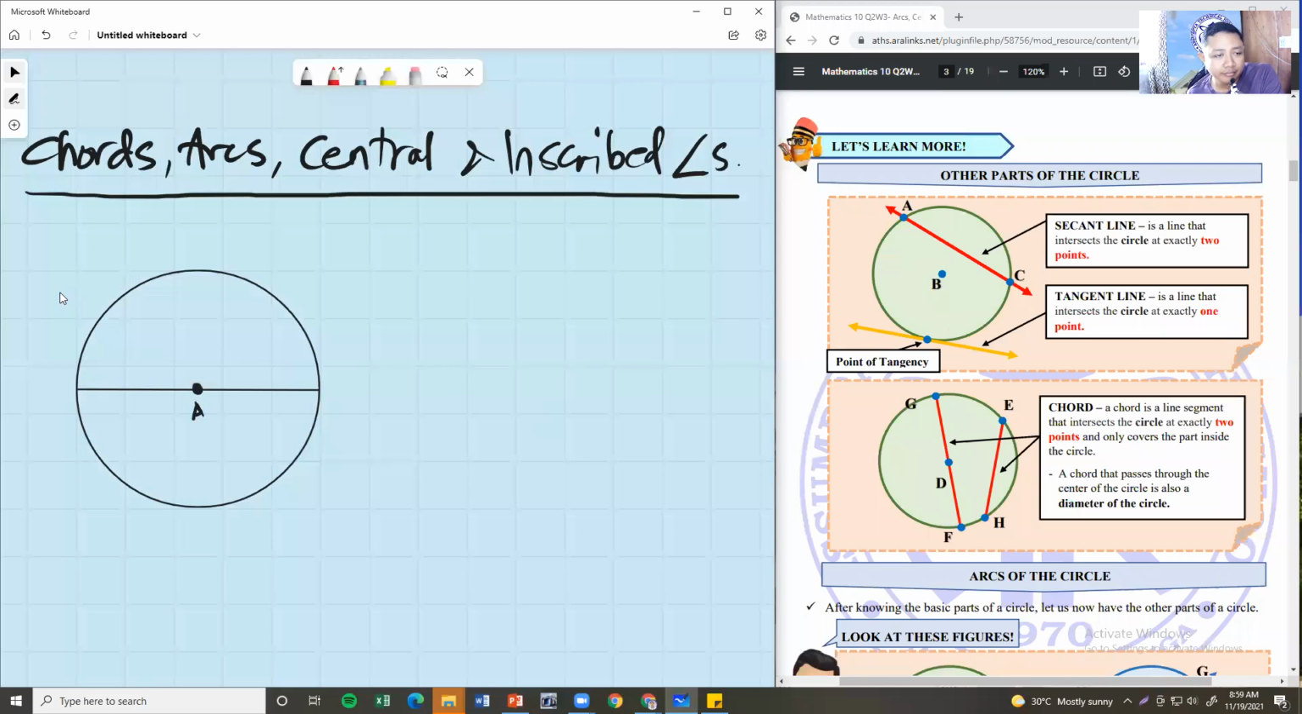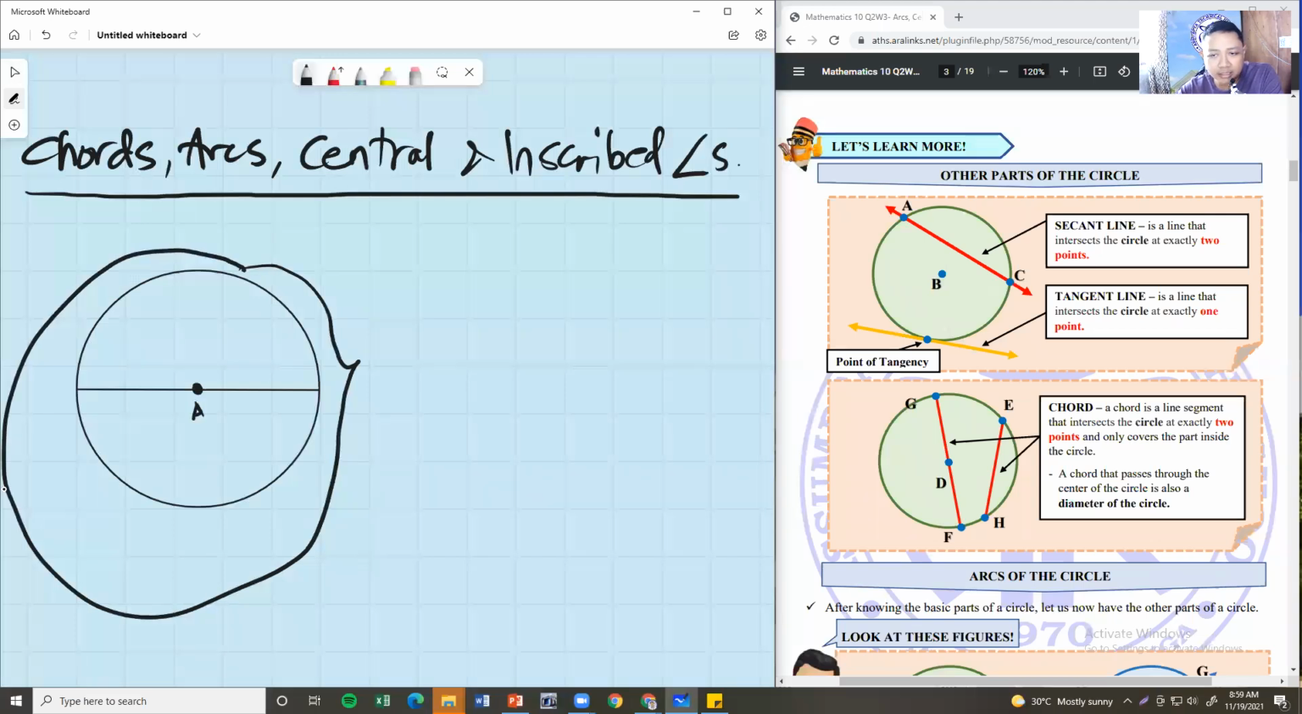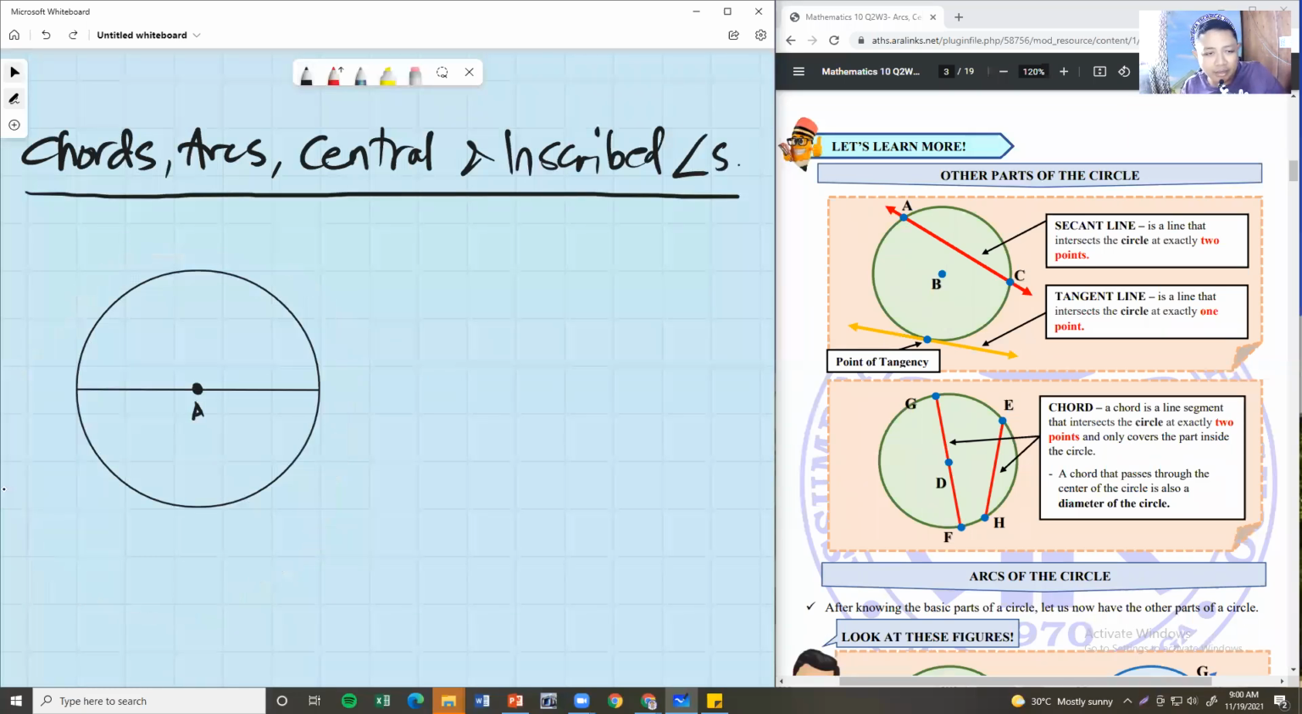And that's all we need to know. What about the distance around the circle? What's that? The circumference. Okay, very good. So you now know the basic parts of the circle. Let's now move on with the other parts of the circle.